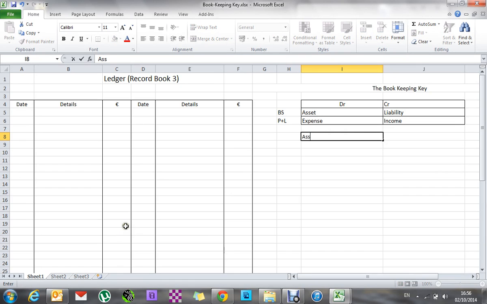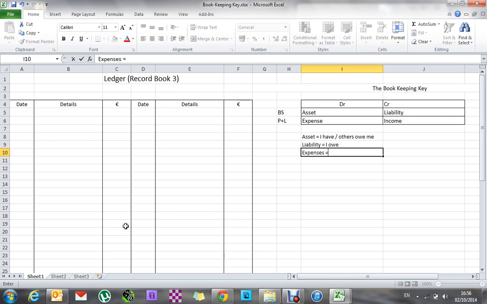So asset means is something that I have or maybe others owe me. Okay. Liability, I owe to others. Okay. Now when I say I owe, I'm saying that the business owes. The business is separate from the owner.